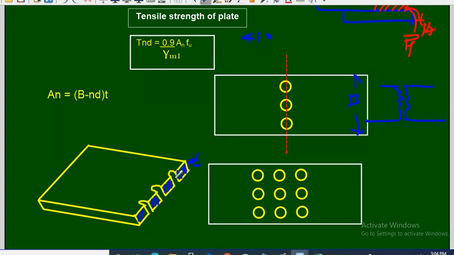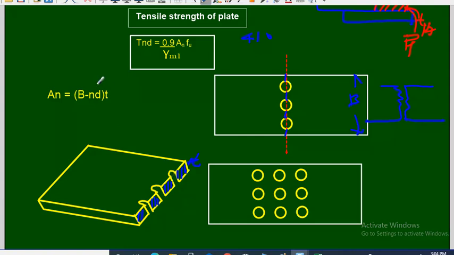Here the tearing will happen only in the portions between the holes, because where a hole is present, there will not be any tearing. We need to tear here, then here, and only this much area we need to cut, then automatically the plate will become two pieces. This area has no material present, so we don't need to cut it. Only between the holes and the edge and the hole has to be cut.